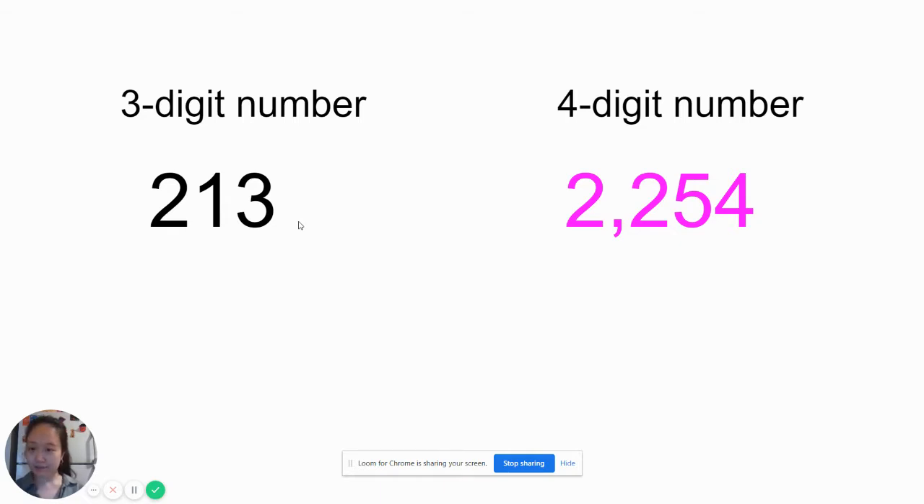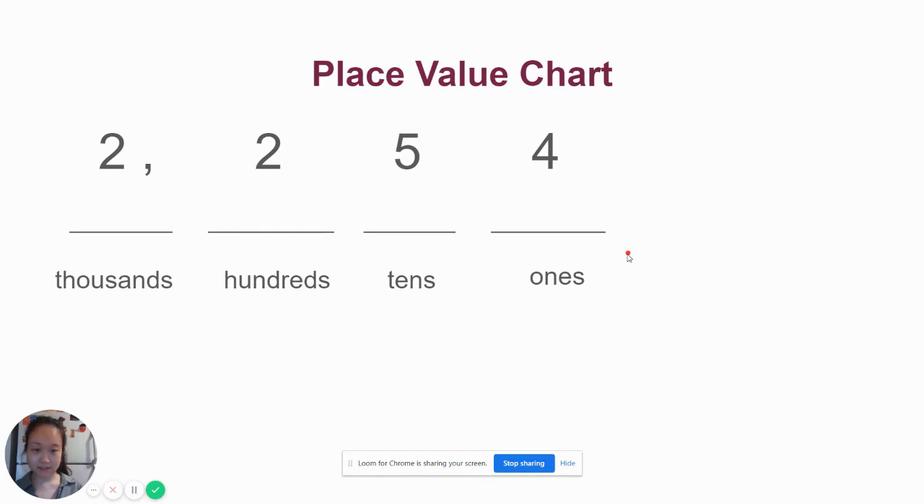On the board, I have two numbers. One is a 3-digit number, and the other is a 4-digit number. Take a look at the two numbers and notice what's different about them. If you notice that the 4-digit number has an extra digit and that there is a comma between two of the digits, then you're correct.